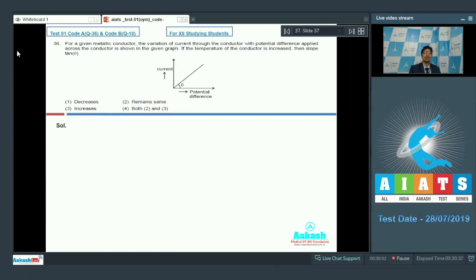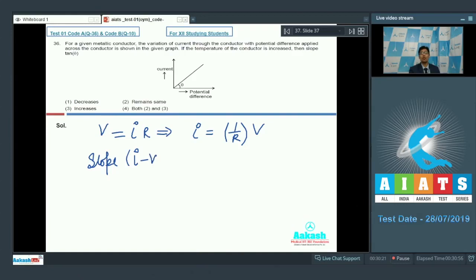Now dear students, we know according to Ohm's law that V is equal to IR. This can be further written as I is equal to 1 by R multiplied by V. Therefore, the slope of the current-voltage graph would be equal to 1 by R.